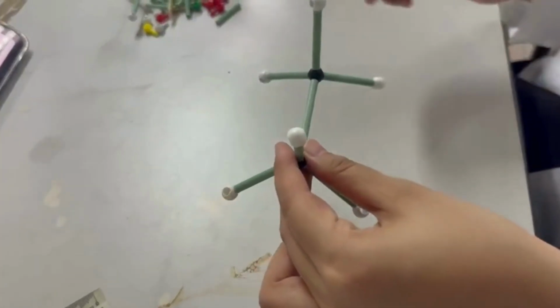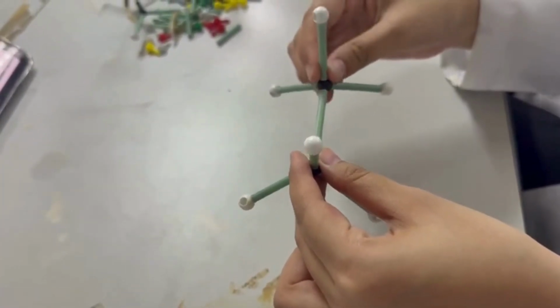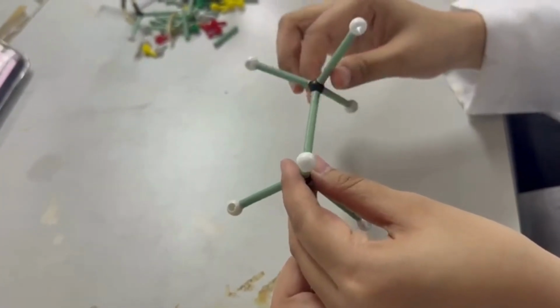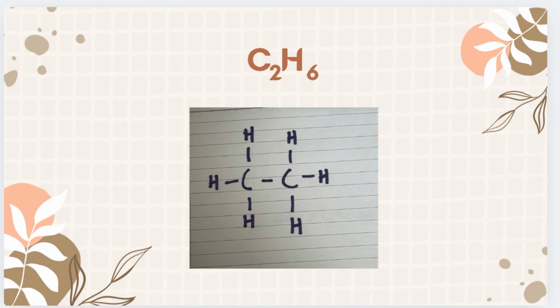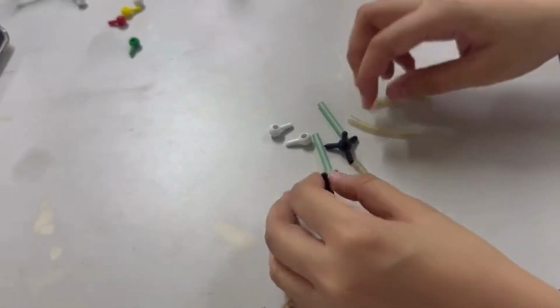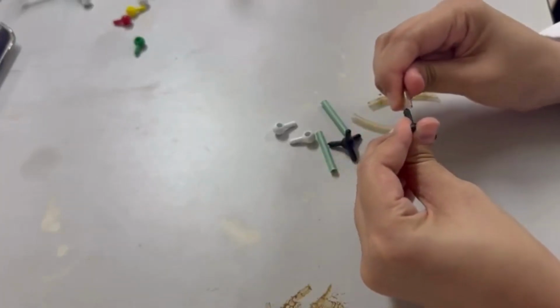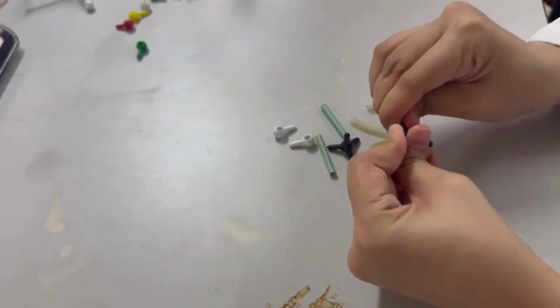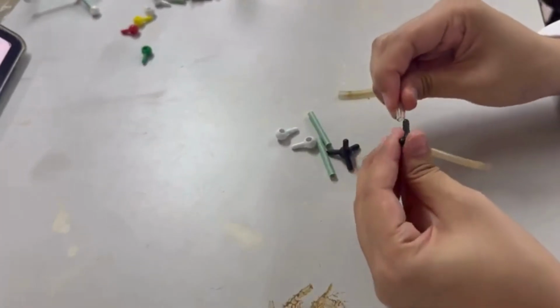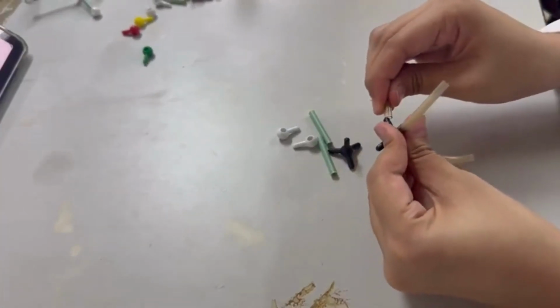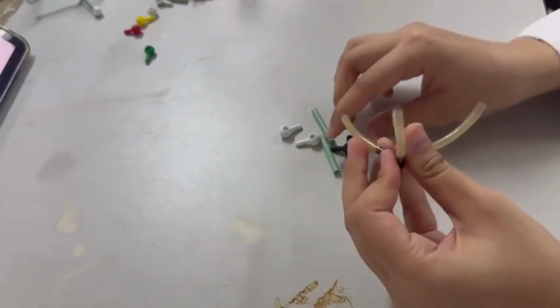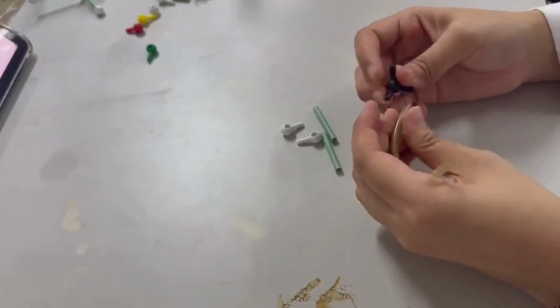Because it only has a single carbon-carbon bond, we can easily and freely rotate the atoms. Here is the drawing. Next, we construct ethyne, C2H2. This molecule consists of two carbon atoms linked by a triple bond, with one hydrogen atom at each end. All atoms align perfectly in a straight line.